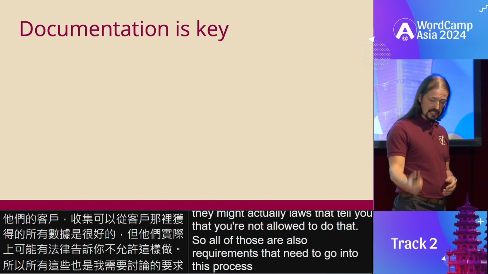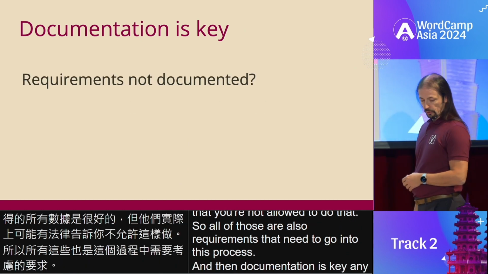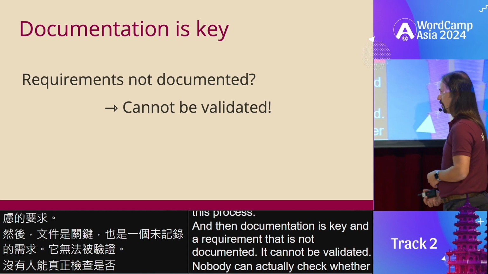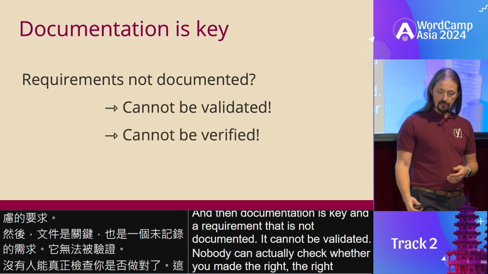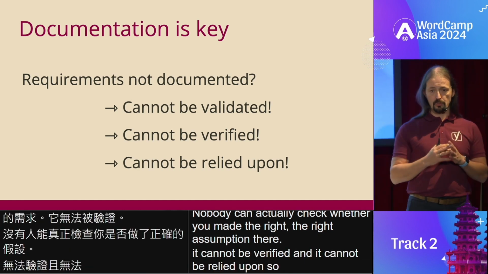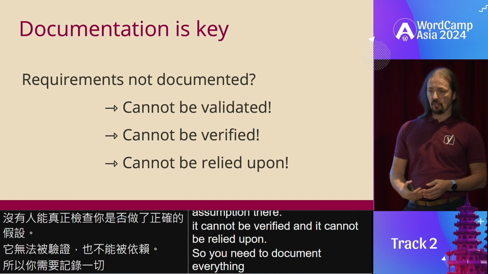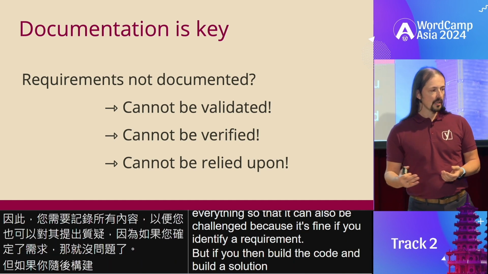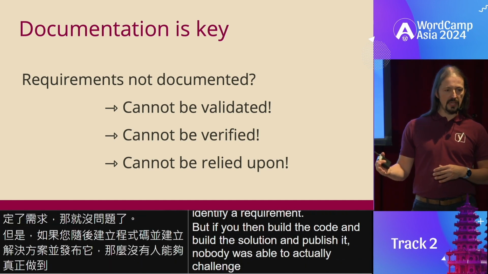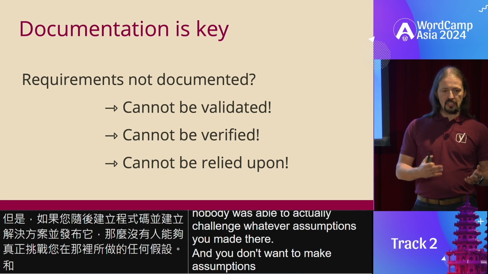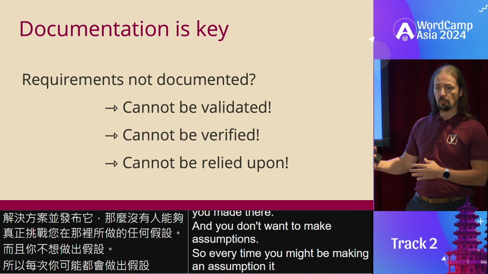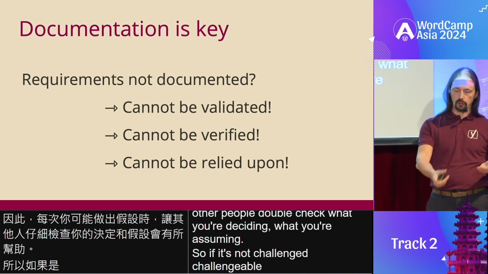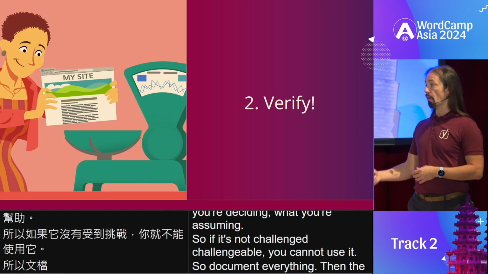And then documentation is key. Any requirement that is not documented cannot be validated. Nobody can actually check whether you made the right assumption there. It cannot be verified and it cannot be relied upon. So you need to document everything so that it can also be challenged. Because it's fine if you identify a requirement, but if you then build the code and build the solution and publish it, nobody was able to actually challenge whatever assumptions you made there. And you don't want to make assumptions. So every time you might be making an assumption, it helps to have other people double check what you're deciding, what you're assuming. So if it's not challengeable, you cannot use it. So document everything.